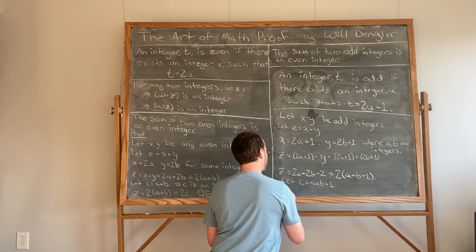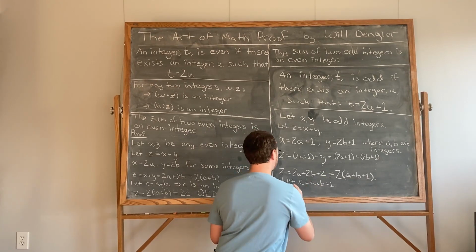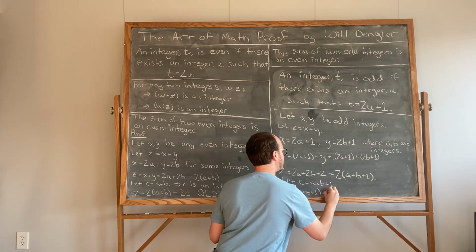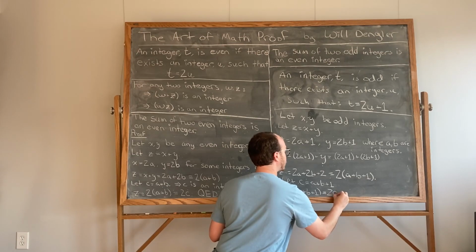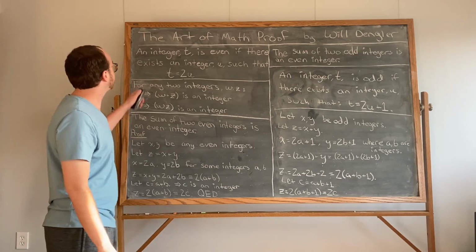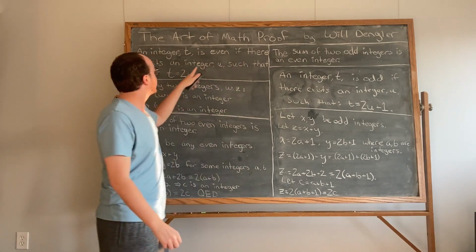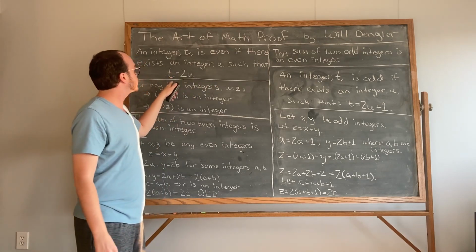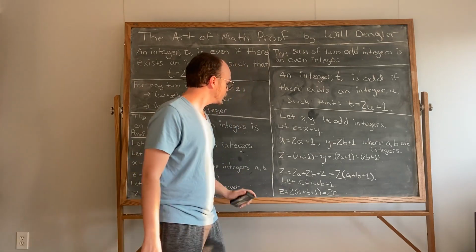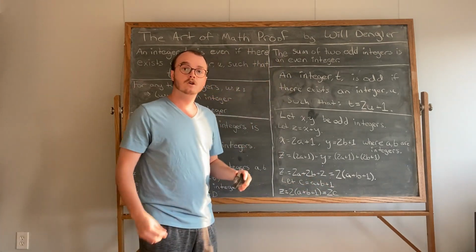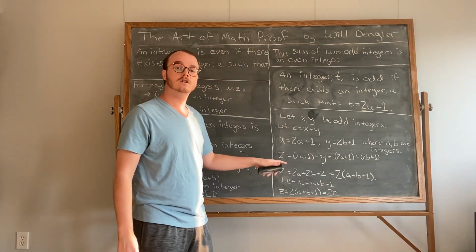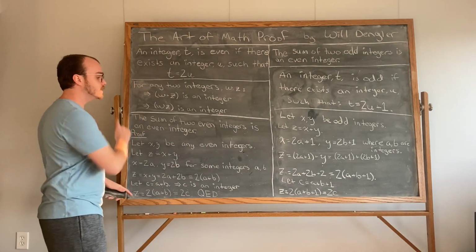Well then, z, which is equal to 2 times a plus b plus 1, is equal to 2 times c, where c is an integer. But wait a minute, we said an integer is even if there exists another integer such that the first integer is equal to twice the value of the second. And right here we have an integer z, which is equal to 2 times c, where c is another integer. So in other words, z is twice the value of c. But that means that z is even.